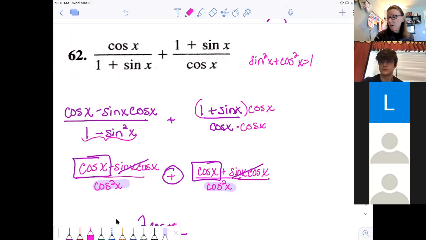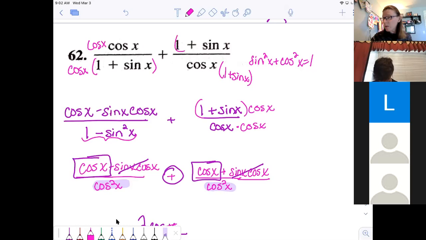So you could have said, I just want to find a common denominator and multiply the left by cosine and multiply the right by 1 plus sine. That would have worked as well, and then you would have had a common denominator. I could have multiplied this side by cosine, and I could have multiplied this one by 1 plus sine. And that would have worked as well. It would have given you the same exact end result.